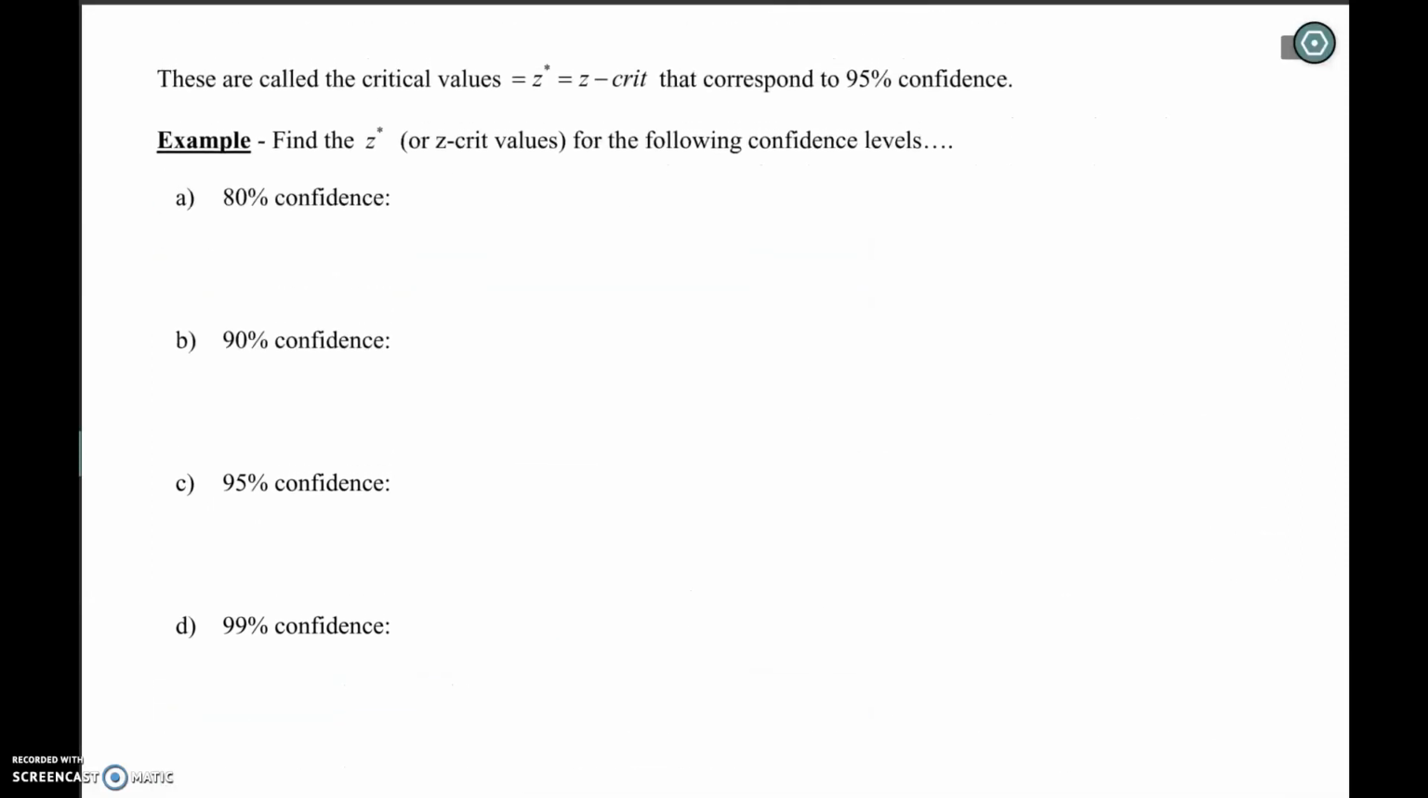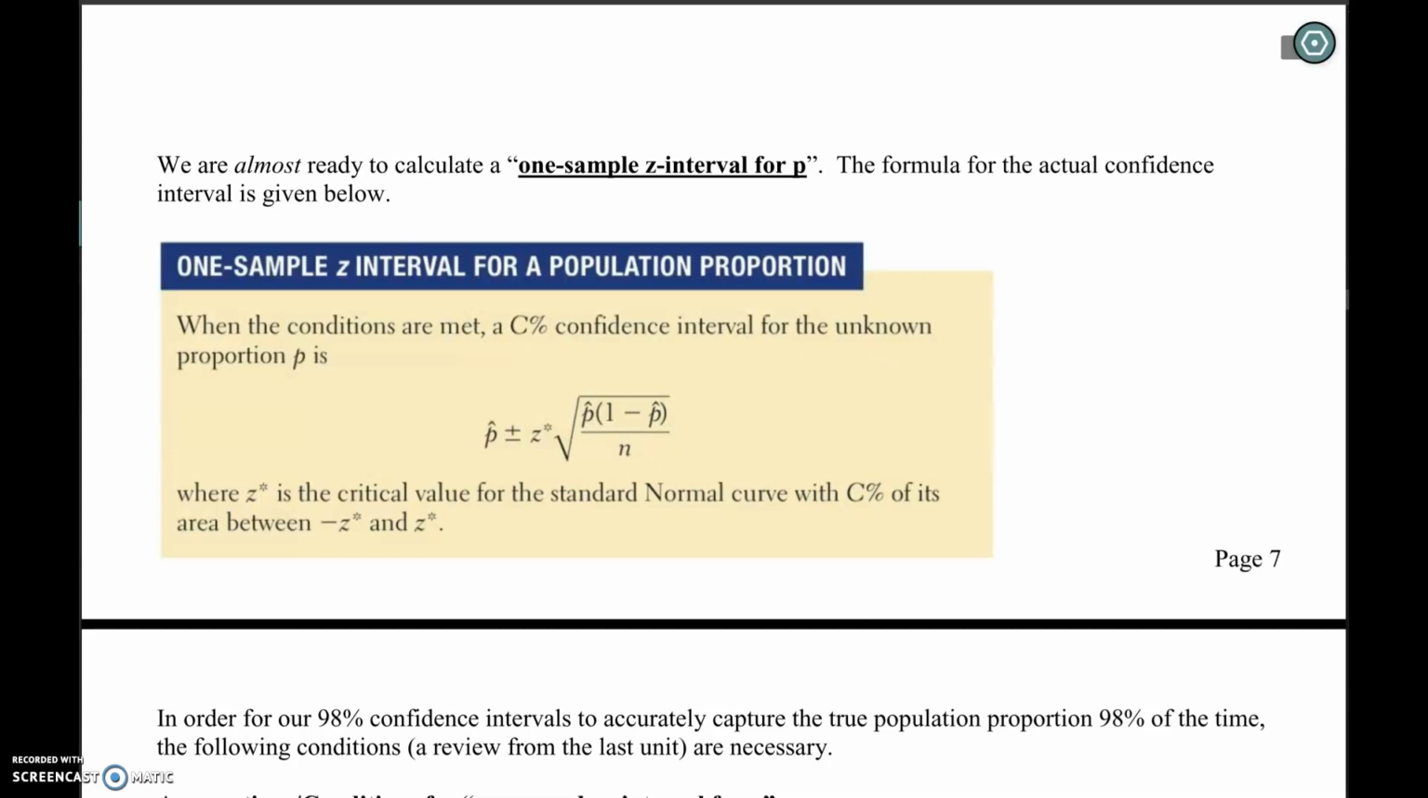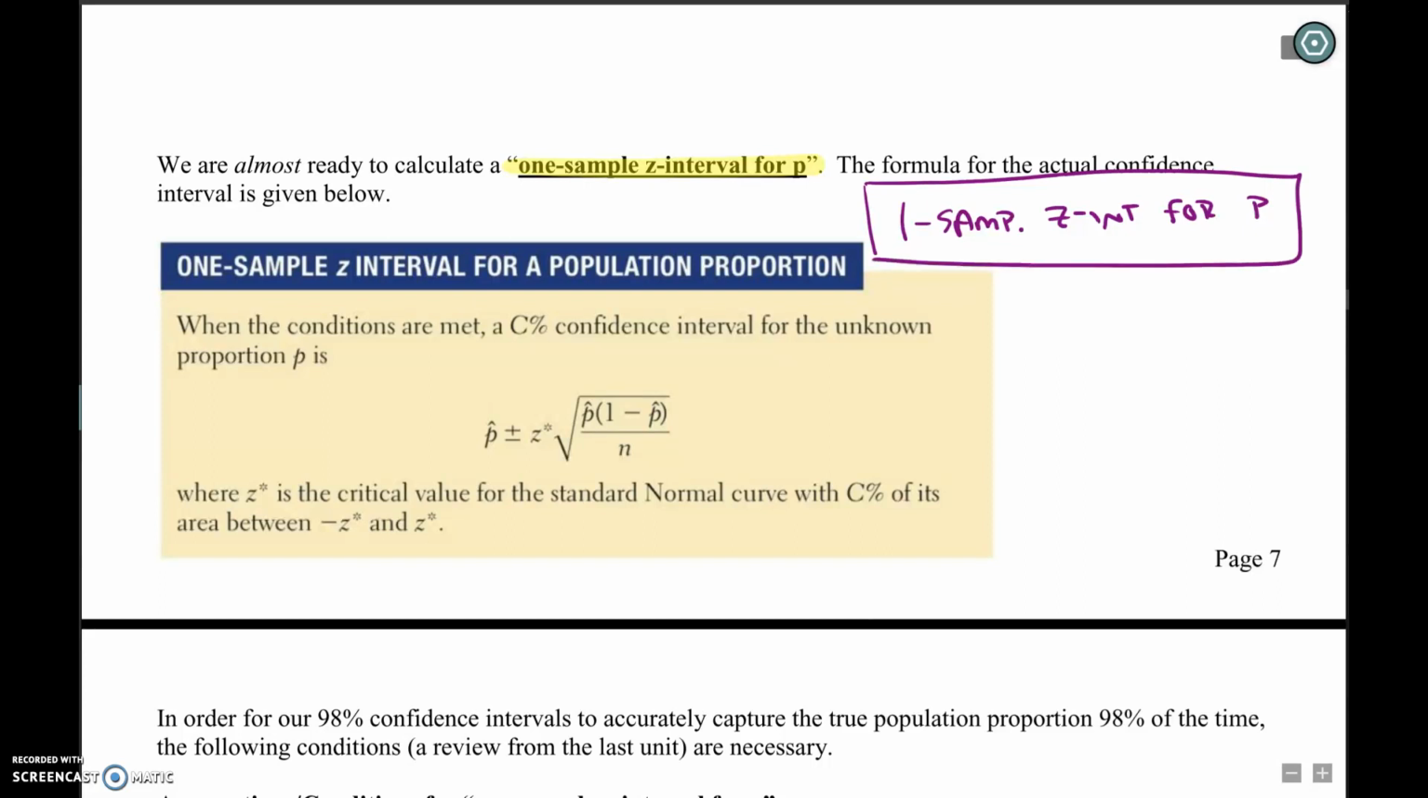All right, so in the previous video, I think we learned how to calculate Z critical values. So I think we are almost ready to calculate a one sample Z interval for P. In the AP course, they're kind of picky about naming your procedure. So this is a one-sample Z int for P. This is what we're going to put down on basically all the problems that we do for this.